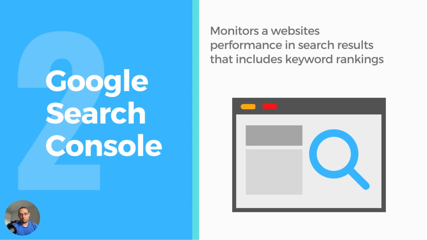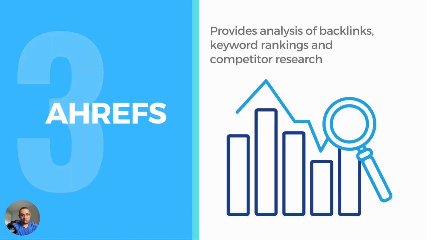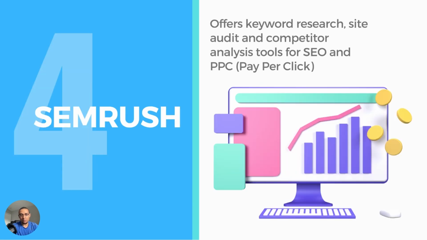The next one is the Google Search Console. This monitors a website's performance in search results, and that includes keyword rankings. Next one is going to be Ahrefs. This provides analysis of backlinks, keyword rankings, and competitor research. And all of these will have links below in the description.